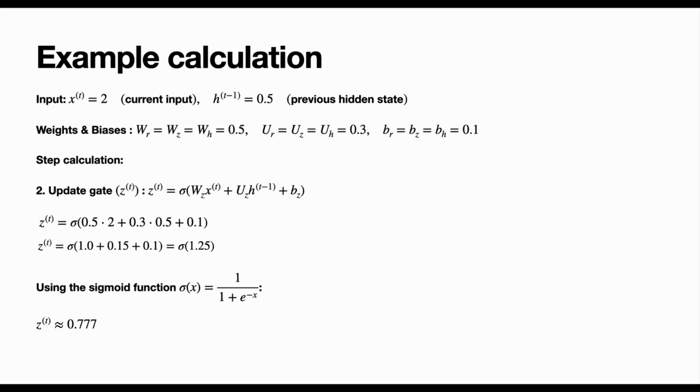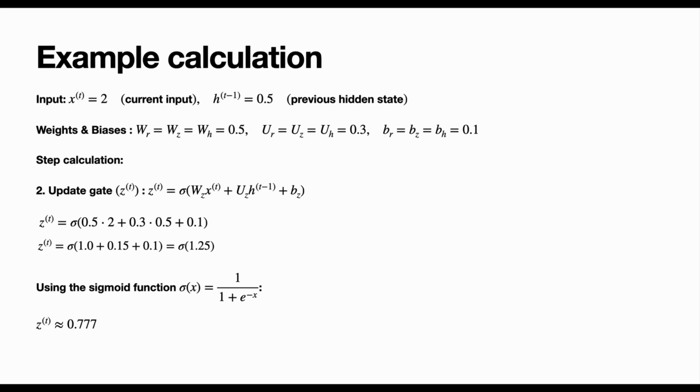This slide explains how the update gate in a GRU works, which controls the balance between retaining past information and incorporating new information. 1. Step-by-step process. The update gate receives input from the current value, 2, and the previous hidden state, 0.5. Using predefined weights and a small bias, the GRU calculates the weighted influence of both the past and the current input. The result is passed through a smoothing function, sigmoid, which outputs a value between 0 and 1. In this case, the update gate's value is approximately 0.777.